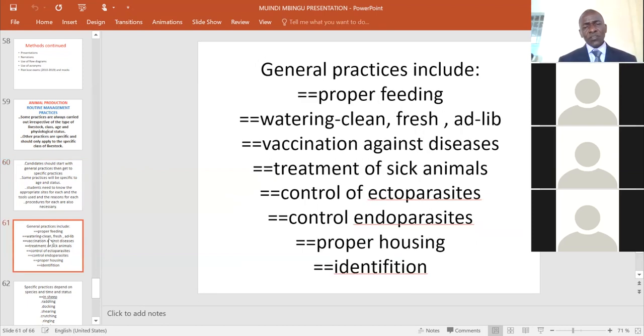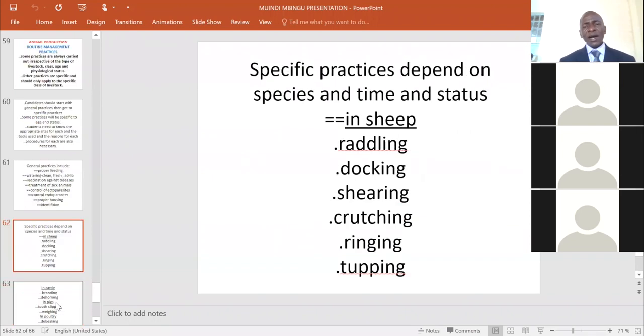Fine. So on the screen are some general livestock management practices: identification, proper housing, control of endoparasites, ectoparasites, and so on. Then now we have specific practices. In sheep, we carry out these practices: docking, shearing, crutching, ringing, and of course, tagging.